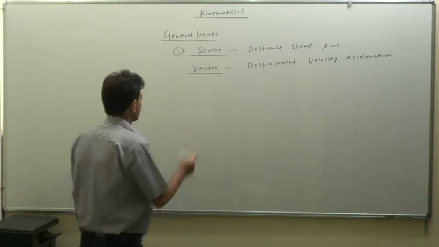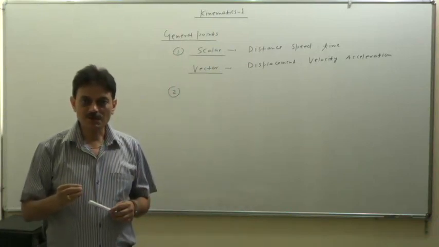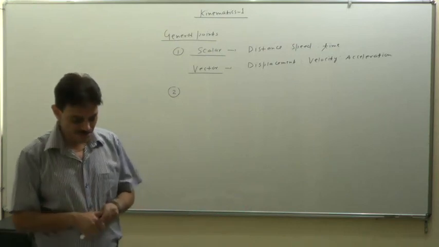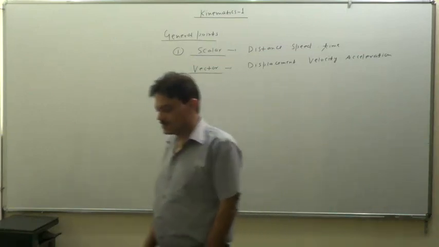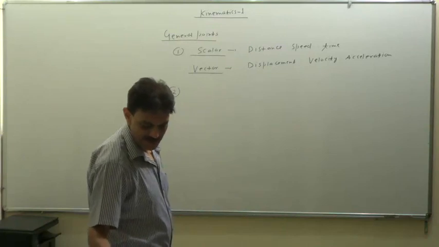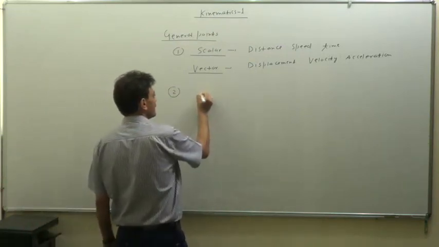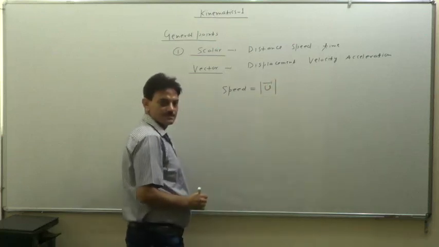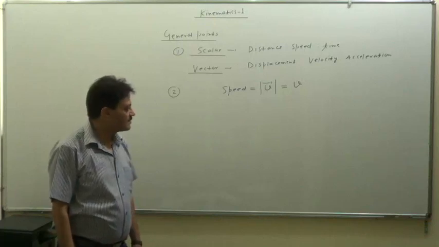Second point is magnitude of velocity at any instant is called speed at that instant, right? So note down, magnitude of velocity at any instant is called speed at that instant. Therefore, speed means magnitude of velocity vector, and this can also be called as v.